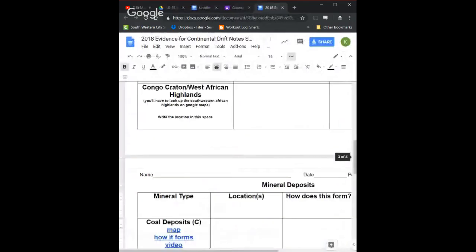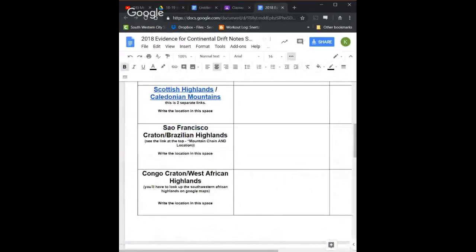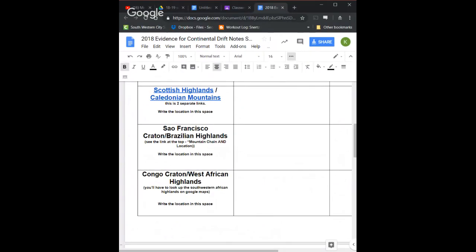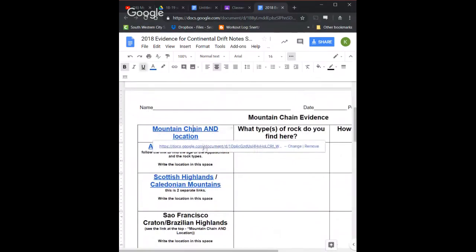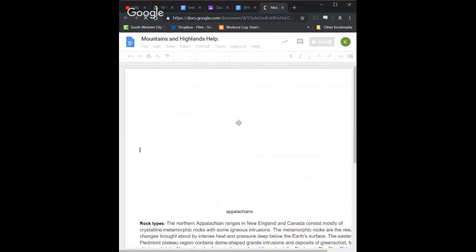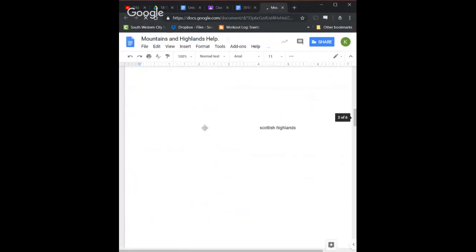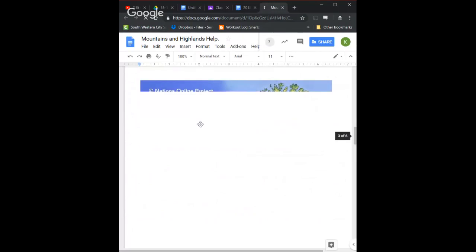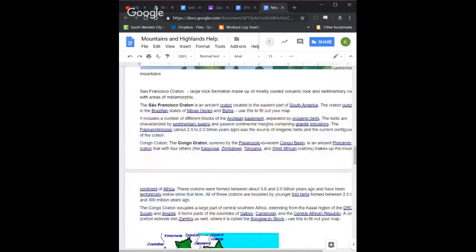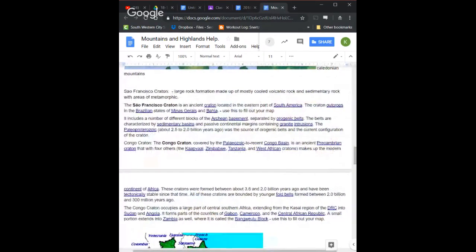Mineral deposits. Nope, we're looking at São Francisco Craton / Brazilian Highlands. Okay, so see a link at the top, mountain chain and locations, right? Location in the space. Okay, here we go. Scroll until we find it, and everything we need is down in here. Okay, here we go. The São Francisco Craton.